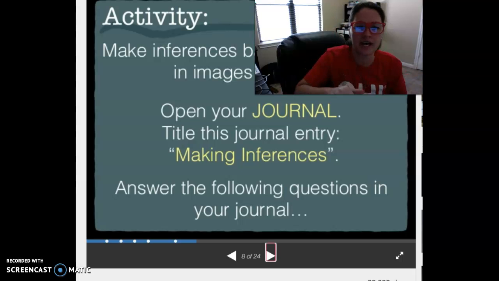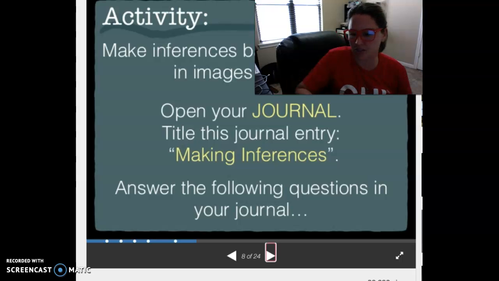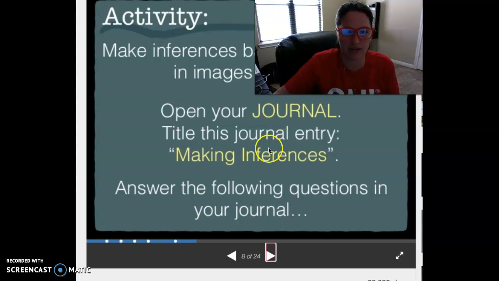As an activity, make inferences based on evidence in images and text. Excuse me. Open your journal and title it Making Inferences, which is what we've been doing a lot of, so you probably already have a lot of notes on this. Then you'll answer some of the following questions. So get ready.